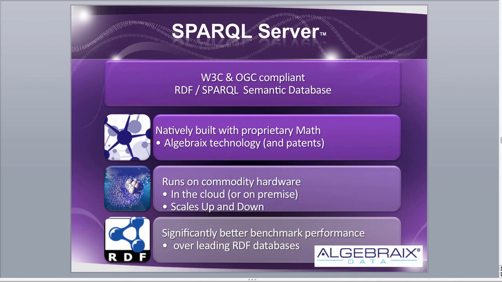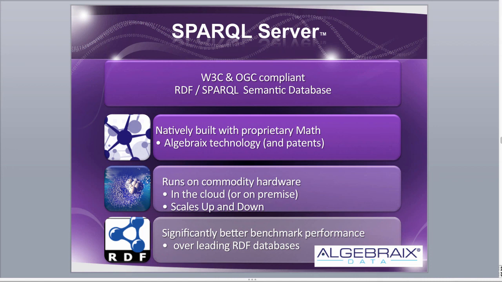So more about their product, which is called the Sparkle Server. It's a W3C and OGC compliant RDF and Sparkle semantic database, built natively with proprietary math in terms of the processing engine. There are multiple patents associated with the product. It runs on commodity hardware. So the idea is it can scale all the way down to running on sensor devices and all the way up to cloud implementations. Again, for consistency, I built my demo out on Google Compute Engine.